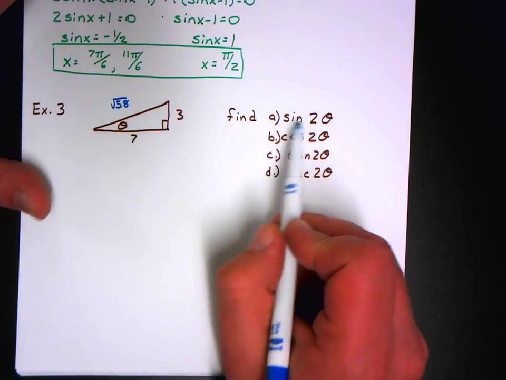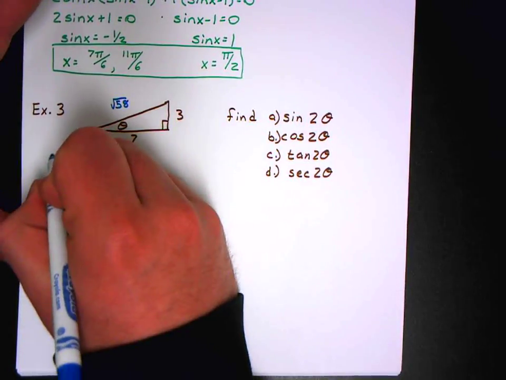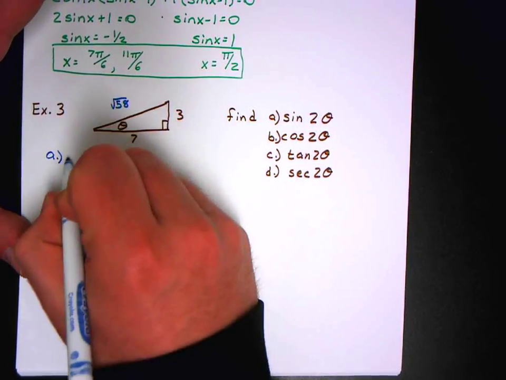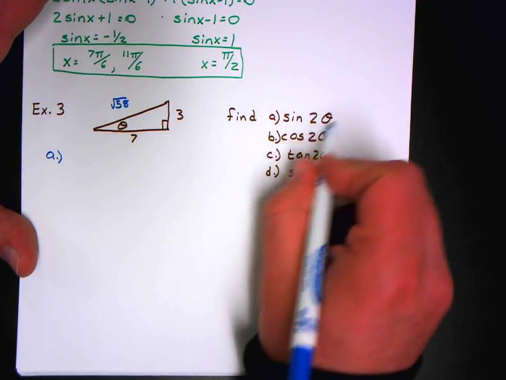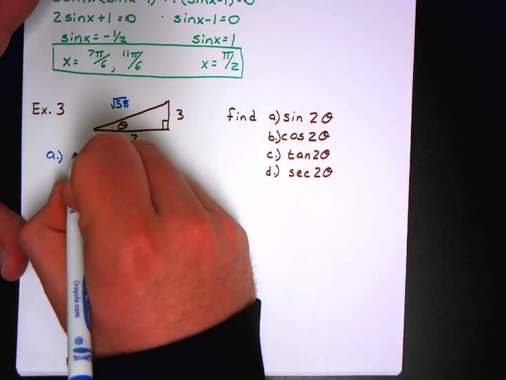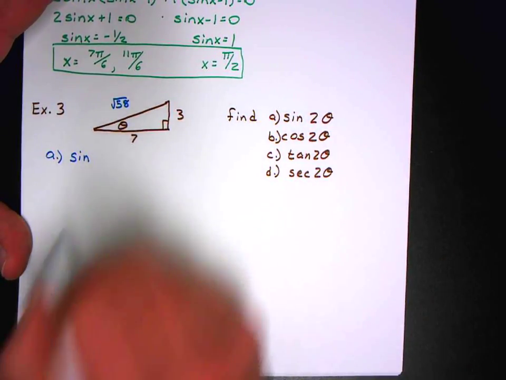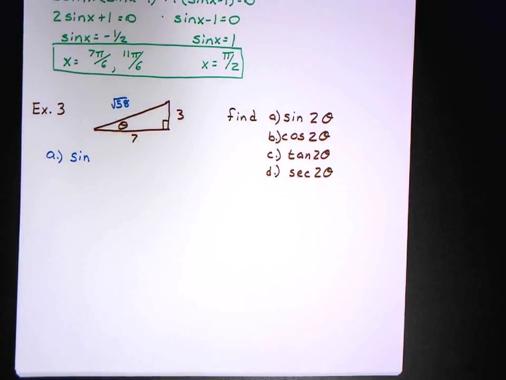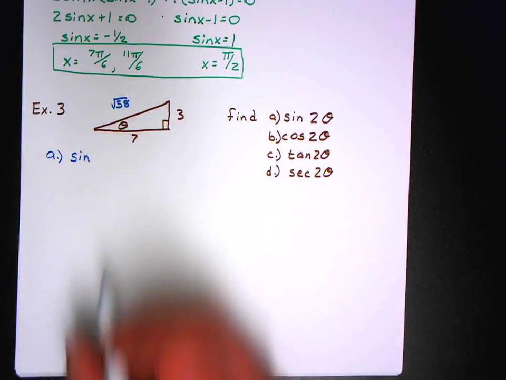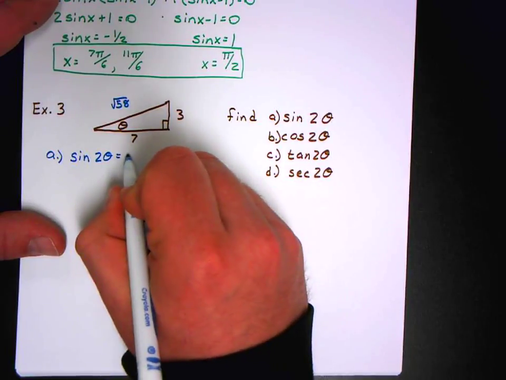But what we need to do with this, since we can't actually calculate what 2 theta is, and it's going to ask you for exact values, so you know you could use your inverse trig and do it that way, but you're going to get decimal answers. They want exact answers. So the way we do this is we use our formula.